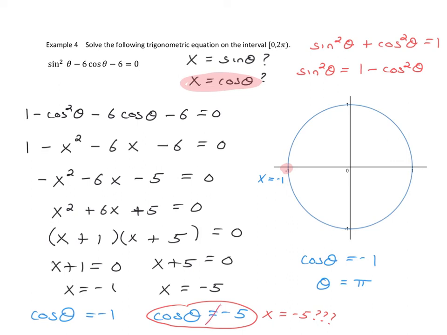Cosine never equals negative 5. In fact, it's never anything less than negative 1. Since there are no solutions from this equation, the only solution to this problem is here, when theta is equal to pi. And that came from where cosine of theta was equal to negative 1.